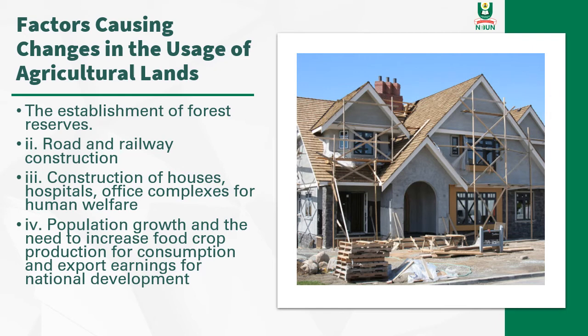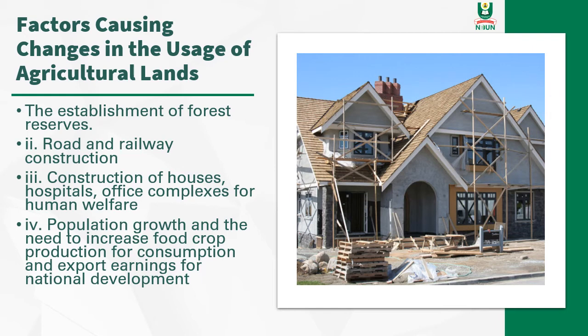And you also have road and railway construction. These are factors causing changes in the usage of agricultural land. All these road and railway constructions have to be made, because when you plant your crops and harvest them on the farm, you have to bring them to the city. So that's why roads have to be constructed, and railway lines.